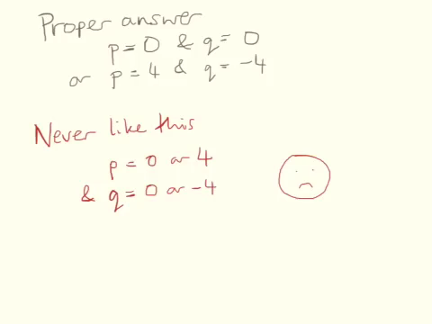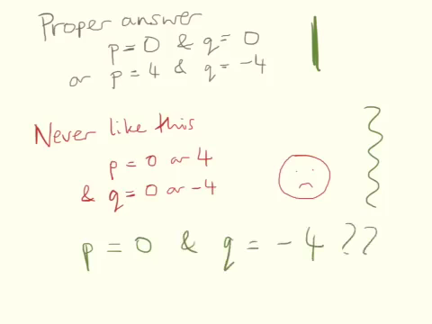One more thing to be careful of. The proper way to write the answer is like this, because we've said which value of p goes with which value of q. If you do this, it's going to be horrible. You're going to lose marks there, because someone could think that we could have p equals 0 and q equals minus 4, which is obviously completely wrong. So make sure you don't do that.